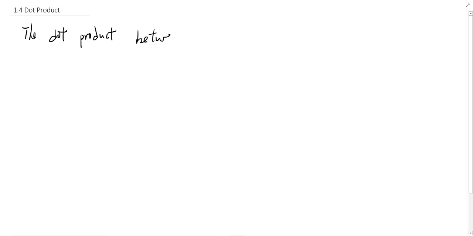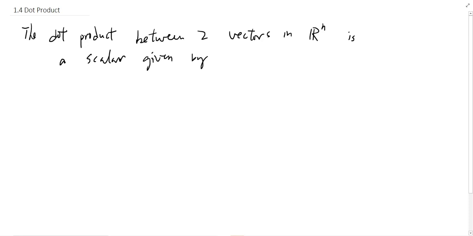between two vectors in Rn. So now as soon as I wrote this, you realize that dot product is a binary operation because it allows us to deal with two vectors. And those two vectors have to be in the same dimension Rn in order for it to work. So the dot product between two vectors in Rn is a scalar given by the following formula.